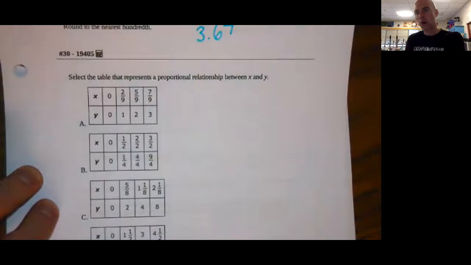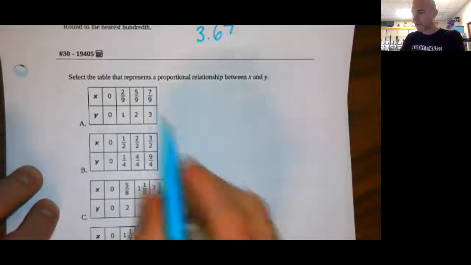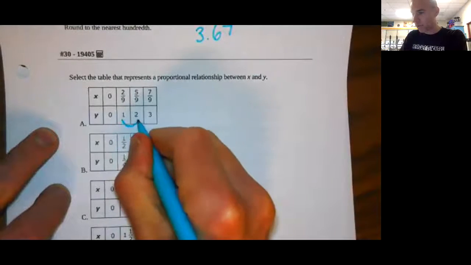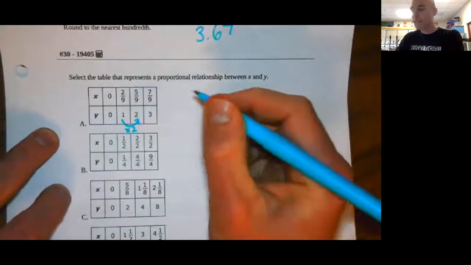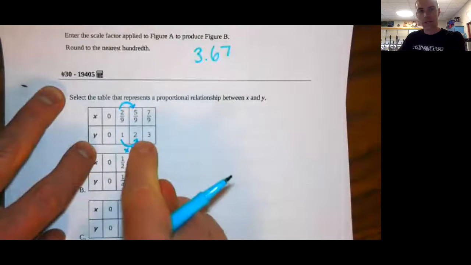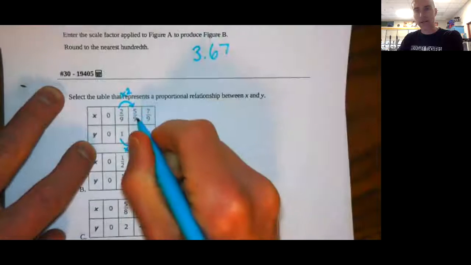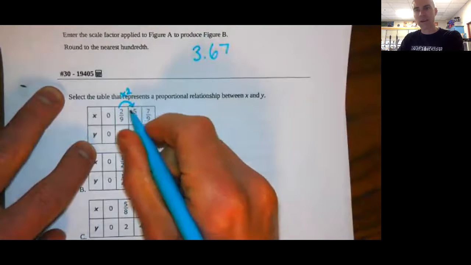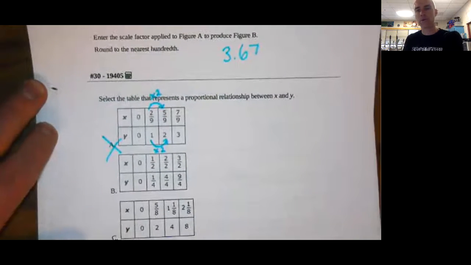The other thing I know about proportional relationships, other than the fact that the Y divided by X ratios have to be the same, is that if this value goes from 1 to 2, if that doubles, then this must also double. If 1 times 2 is 2, well then 2/9 times 2 needs to go here, which would be 4/9, but this is 5/9. And so the ratios are out of whack. This number doubled, this number more than doubled. That's enough for me to know it's not proportional.